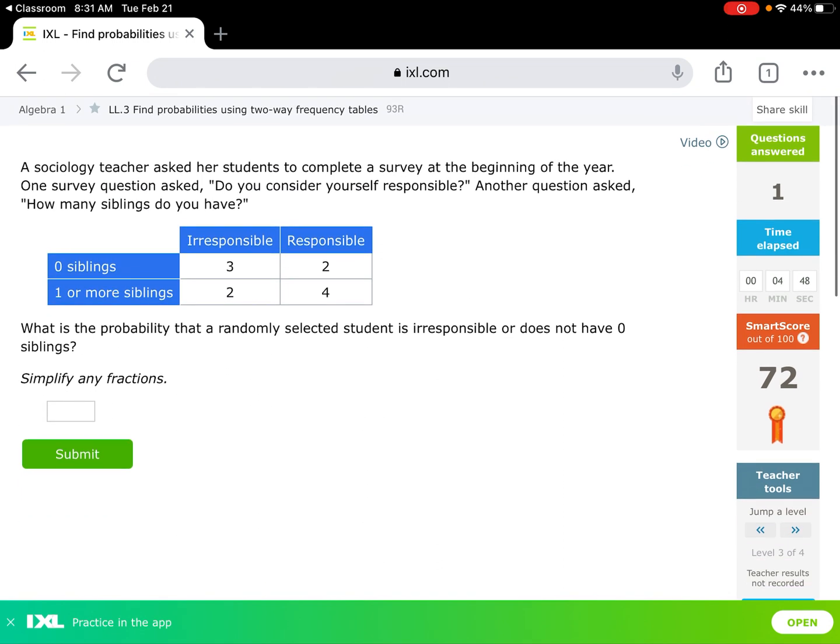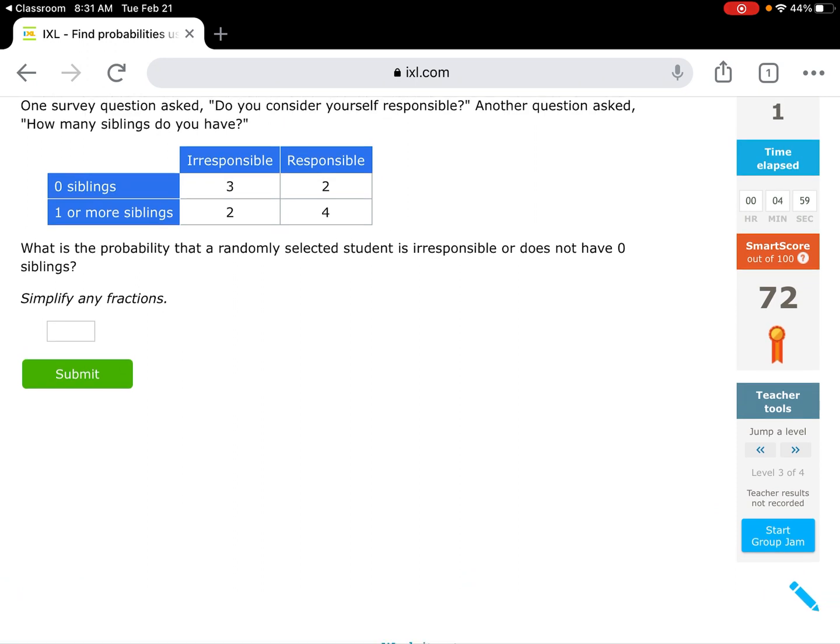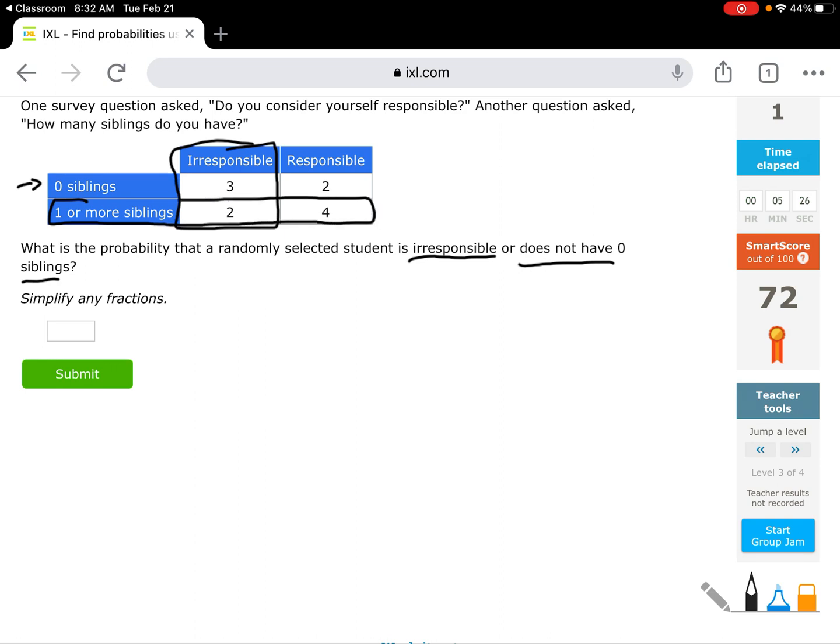Okay, this is a good one. All right, so this is asking for an OR. So whenever you see an OR, you're going to have to change your strategy a little bit. But let's look at this here. What's the probability that a randomly selected student is irresponsible, which is this, or does not have 0 siblings? So in this case, this is 0 siblings right here, but this would be does not have 0 siblings. And the key word here is OR.